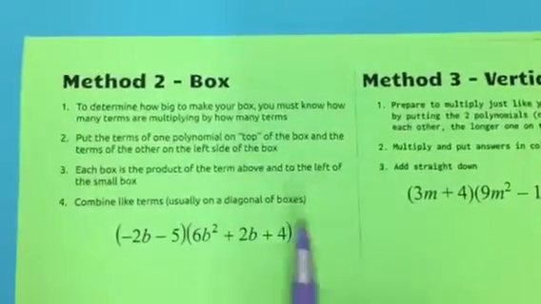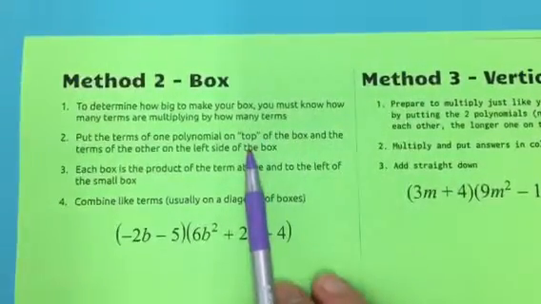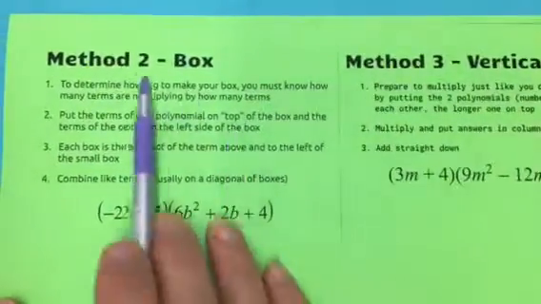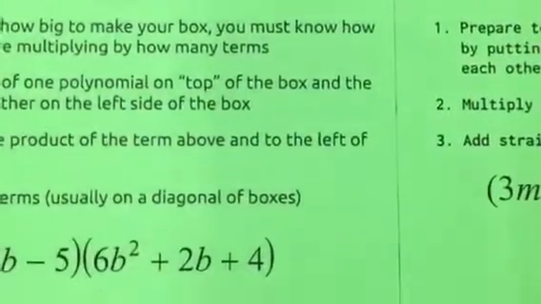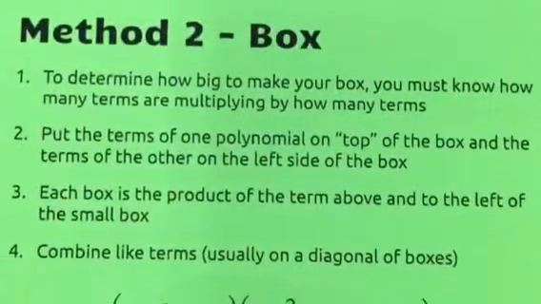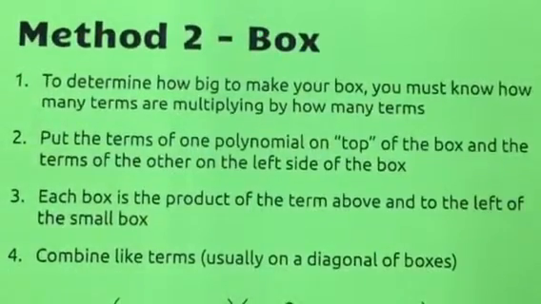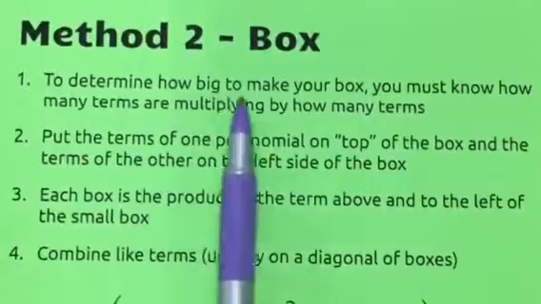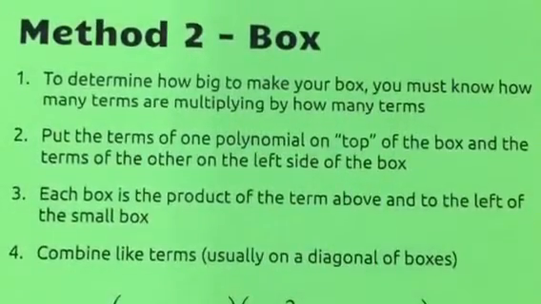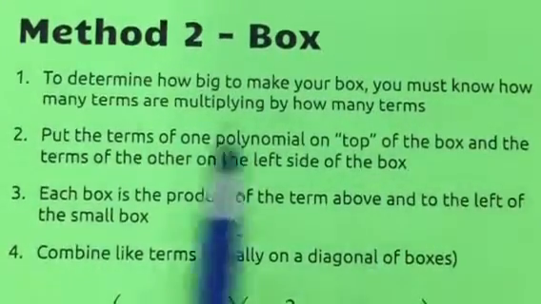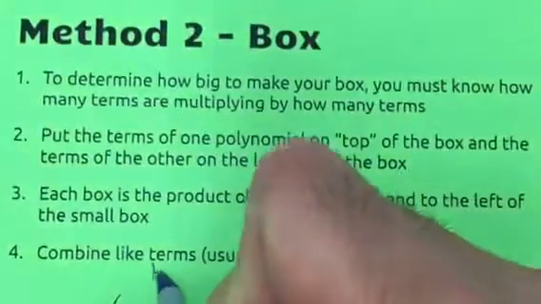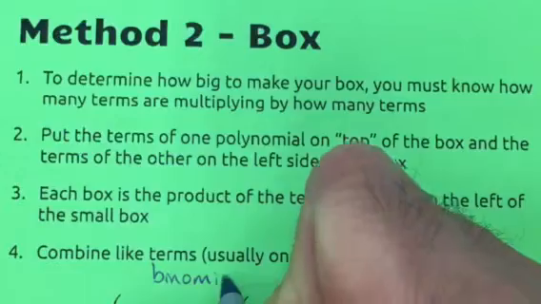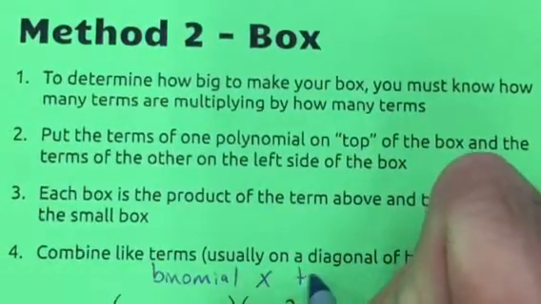I want to look at the second method, the box method. Remember, use whichever method you like best. In the box method, I'll zoom in a little bit so you can see it better. First off, you need to find out how big to make your box. Well, you have to know how many terms you're multiplying by. In this situation, it's a binomial times a trinomial.